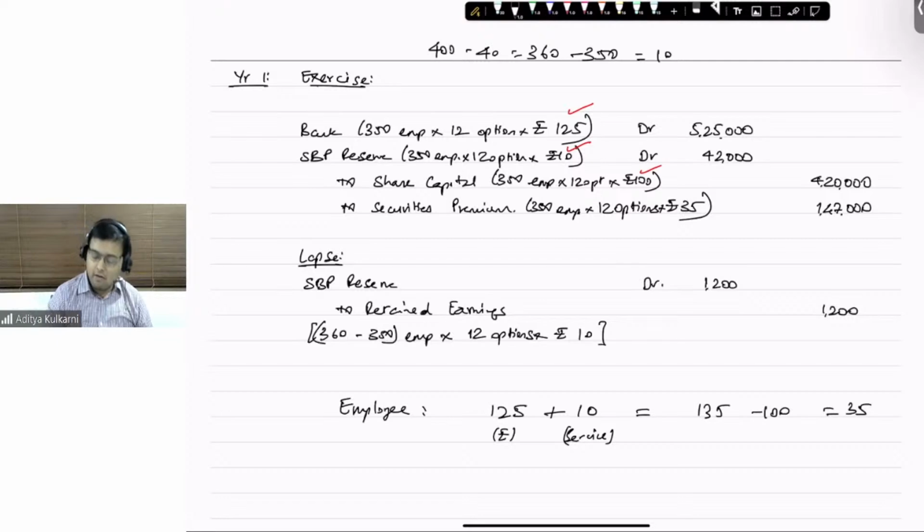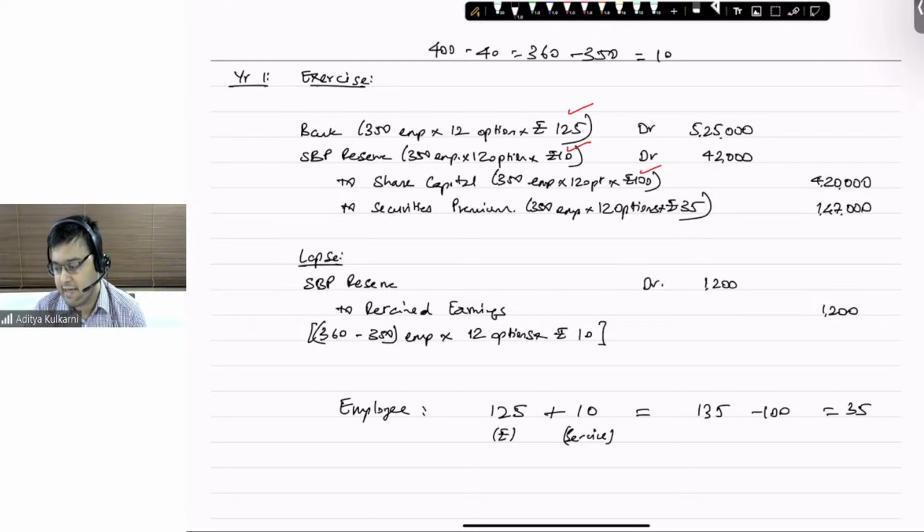He gets the 125 price only if he works for 1 year. That one year's hard work is worth 10 rupees. Okay.